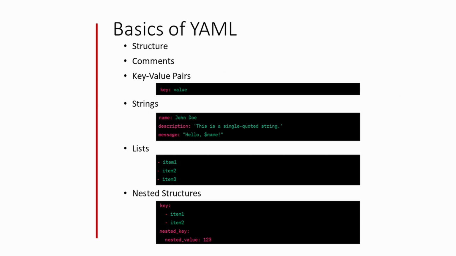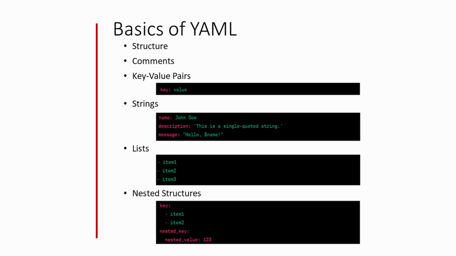Structure. YAML uses indentation to define structure and hierarchy. Nested elements are indented with spaces or tabs. Spaces are recommended, 2 or 4 spaces per level. Hierarchical relationships are represented by indentation levels.